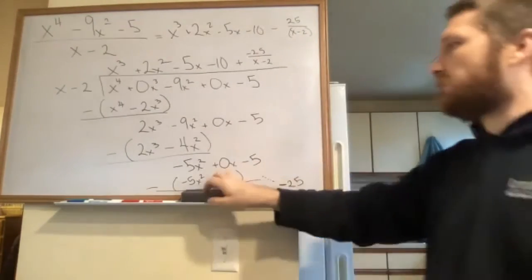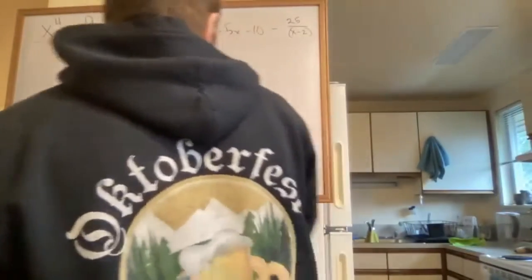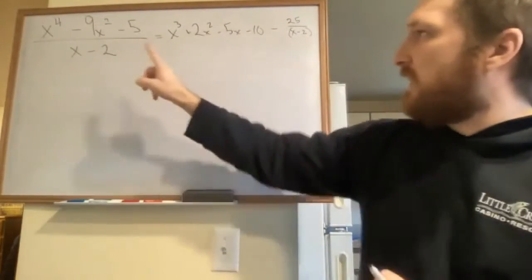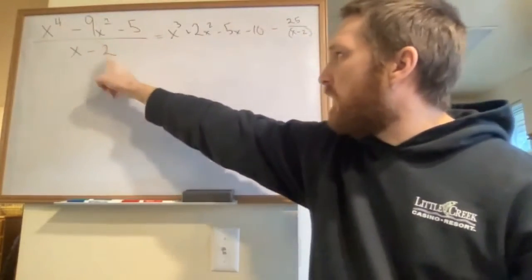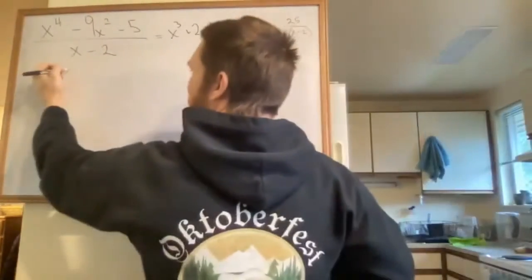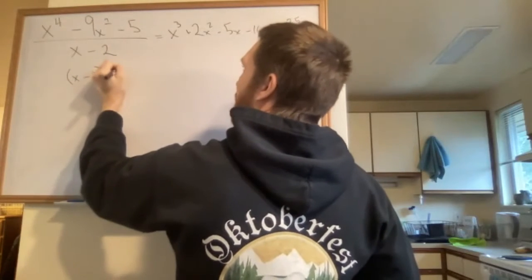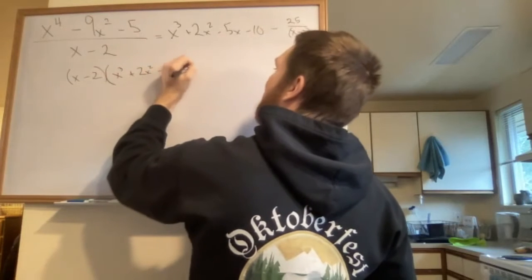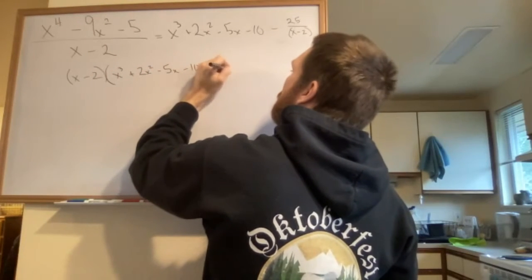Uh-huh. Okay, let's double check this. It's going to suck, and I'm sorry, but it's what we need to do. I want to make sure that we have done this correctly. So in order to check this, I'm going to multiply both sides of this equation by that number right there. That's going to give me x minus 2 times x cubed plus 2x squared minus 5x minus 10 minus 25 over x minus 2.